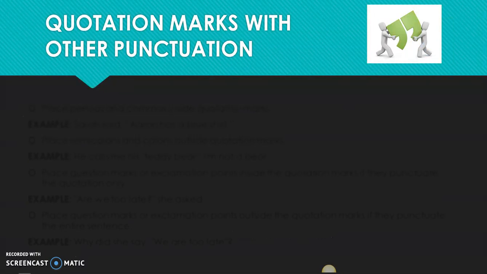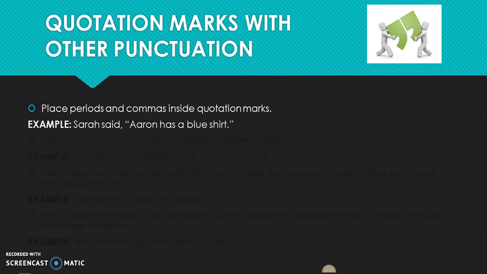Now, quotation marks with other punctuation. Place periods and commas inside quotation marks. Example: Sarah said, "Aaron has a blue shirt."